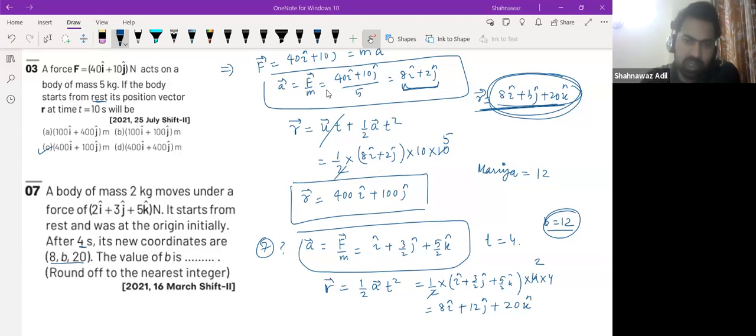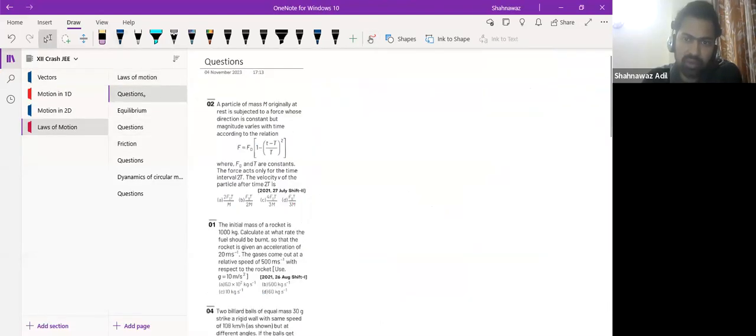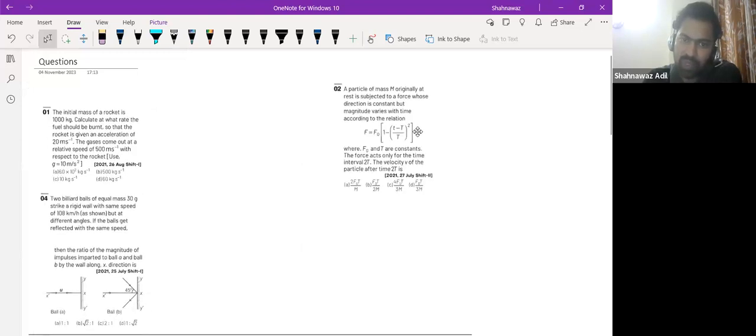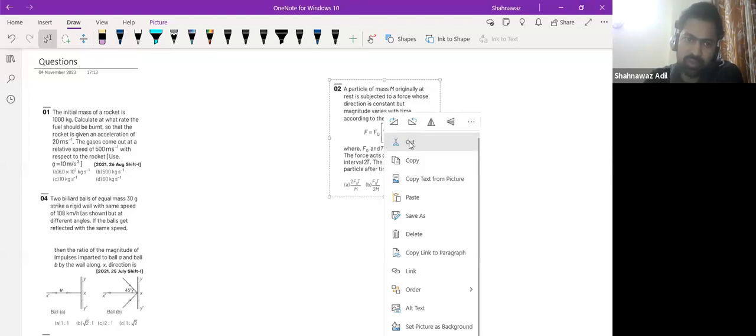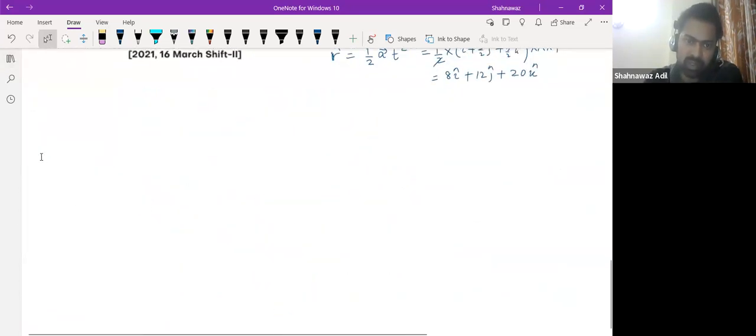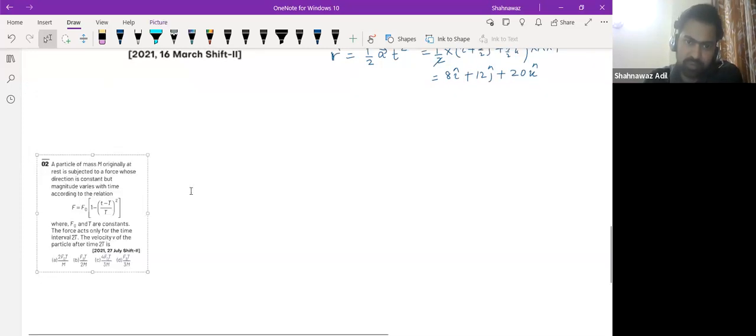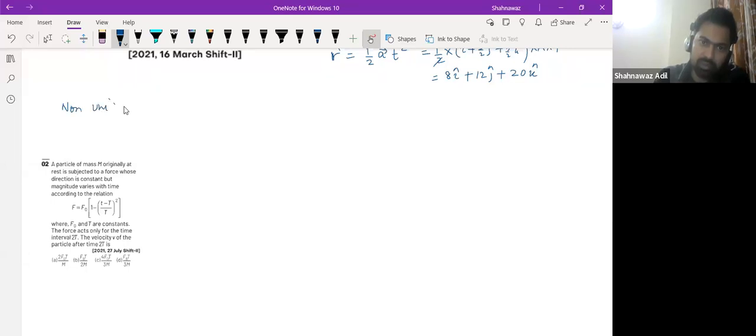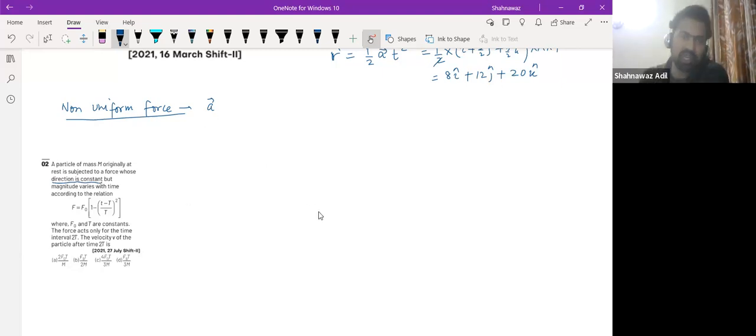Yes, sir. Okay, so now let us talk about non-uniform acceleration. This is a question related to non-uniform acceleration. So we have a non-uniform force, which gives non-uniform acceleration. And they are only talking about a force whose direction is constant. So we'll only talk about the magnitude, because the direction is constant and it is moving in the same direction.